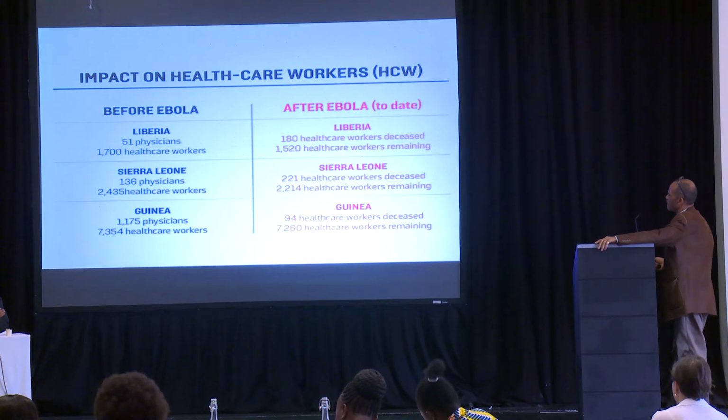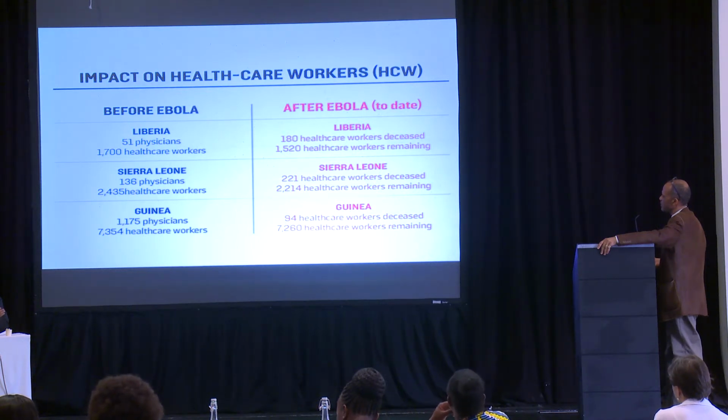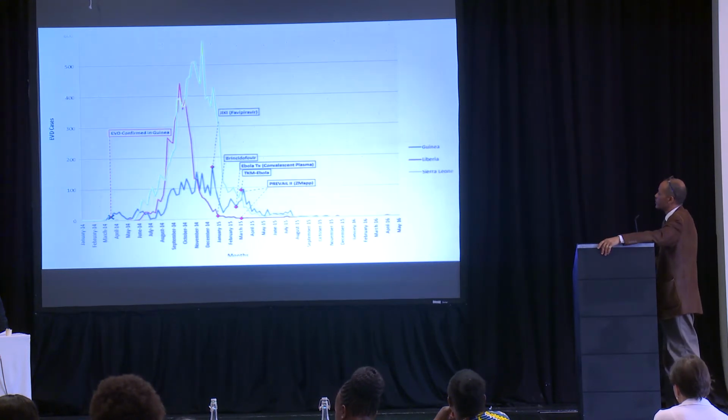This is the calamity of the public health crisis in Liberia. They had 1,700 healthcare workers before Ebola. 180 of them died. That left them with 1,500. In Sierra Leone, 220 died. In Guinea, 94 died. In countries where you have severe manpower problems, you now have outbreaks that are taking out the frontliners, who are we, the healthcare professionals.